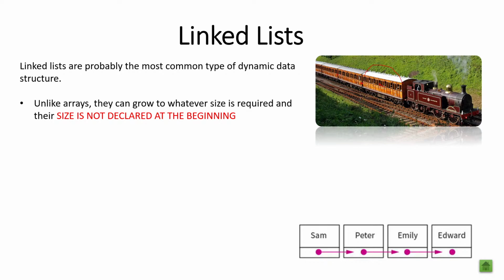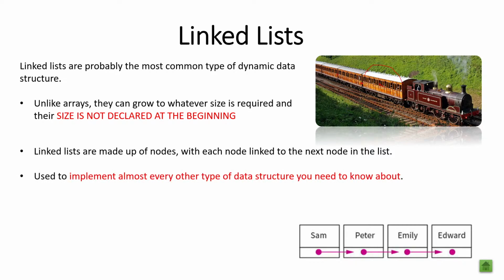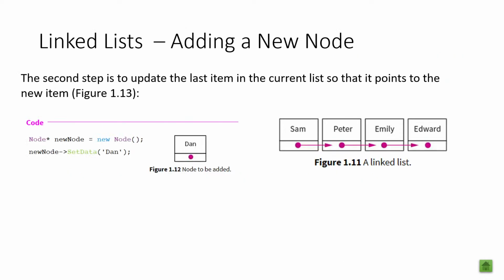So here you've got Sam, Peter, Emily and Edward. Each one has a node and a pointer. And linked lists are made up of nodes. They're used to implement almost every other data structure that we know about, almost. But you must have data and a pointer. Without that, you have nothing.